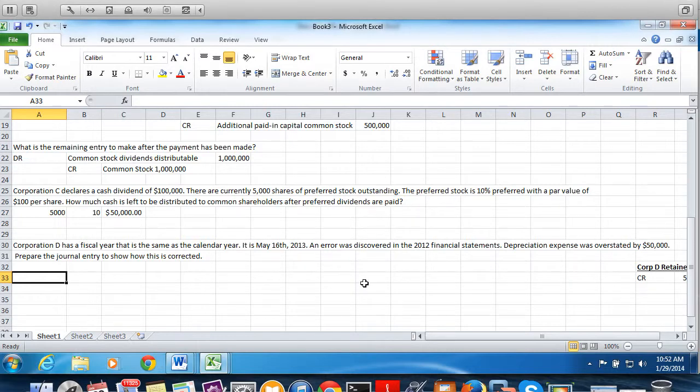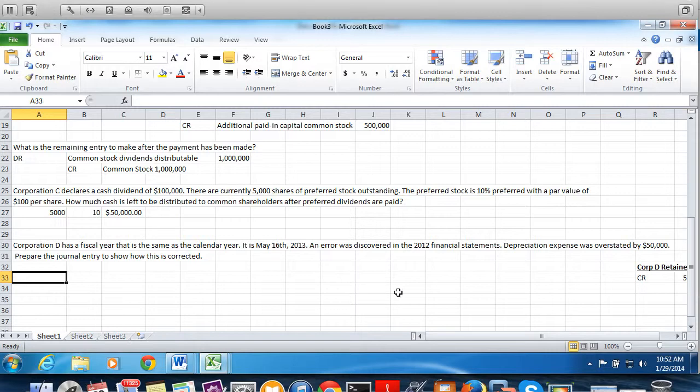Okay, so what that means is if we've overstated expenses, then we've understated net income, because we said there was $50,000 of expense that wasn't there. If you take away an expense, income goes up. Since the 2012 financial statements are already distributed and being used, my only choice is to go into this current year, as of January 1st, and adjust the beginning balance of retained earnings.